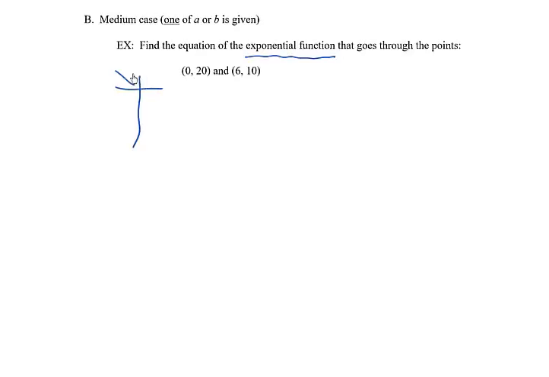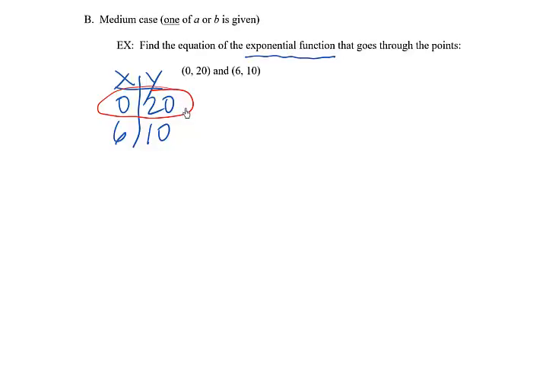Again, if it helps, I could organize the information in a table. (0, 20), (6, 10). Again, the first row has that 0 in the x-coordinate, which means this is the y-intercept. 20 is my y-intercept. It is therefore the A value in this problem. Now, it's tempting on these to feel like you also know the B.